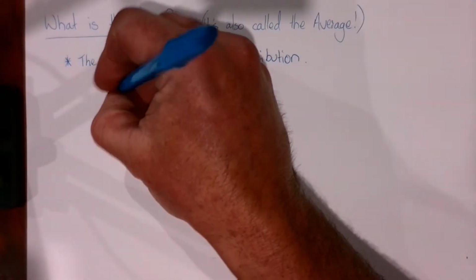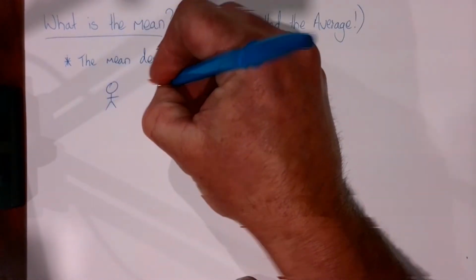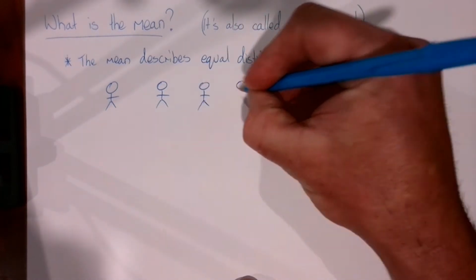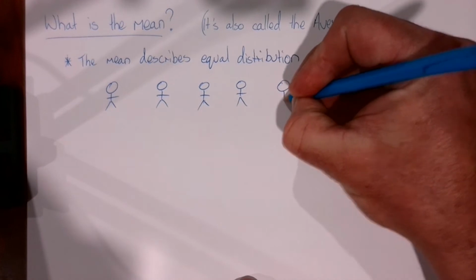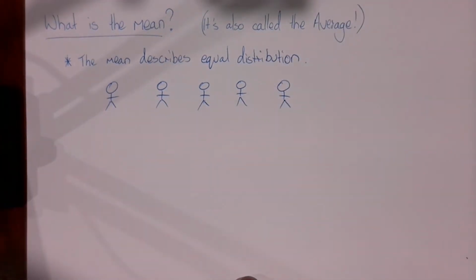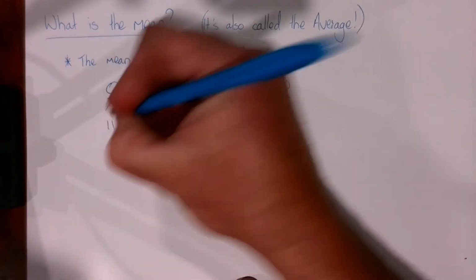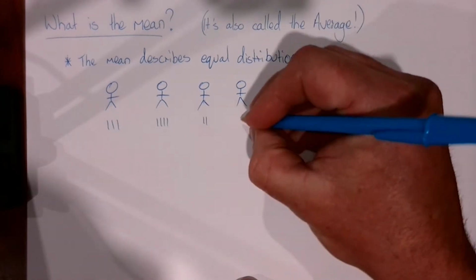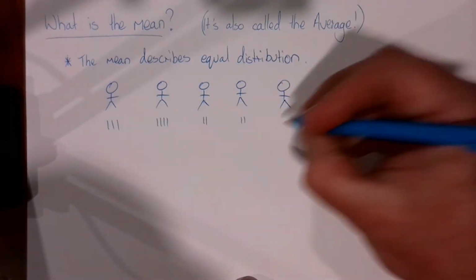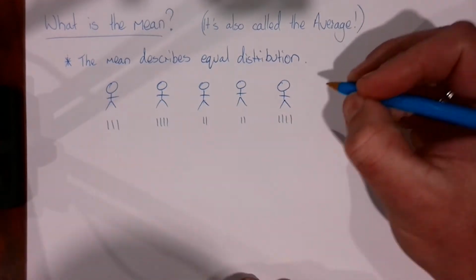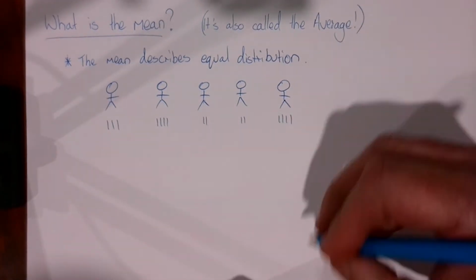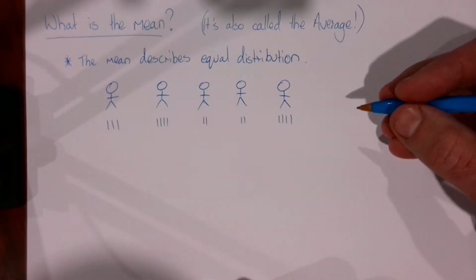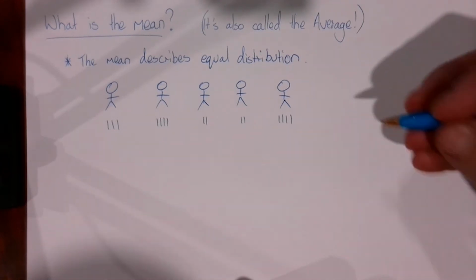So let's take an example. Imagine we've got 5 students, and all of them have some chocolate. The first student might have 3 pieces, the second student might have 4, the next one might have 2, the next one might have 2, and the last one might have 4 as well. Now, if we were going to work out the average number of pieces of chocolate that each student had, what we would be doing is assuming that they all had the same amount.